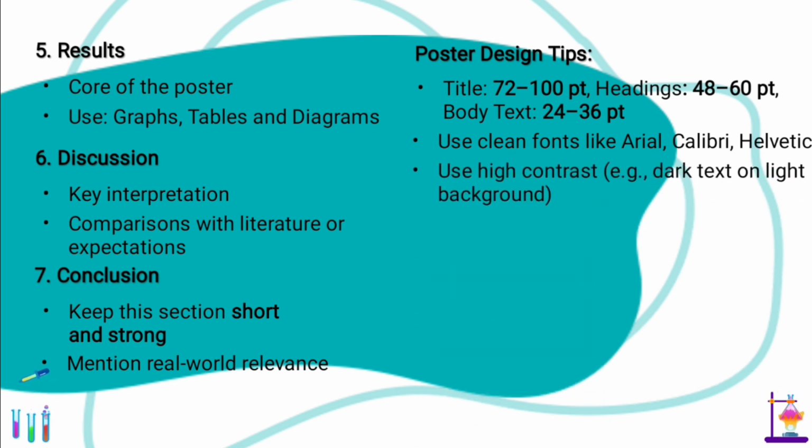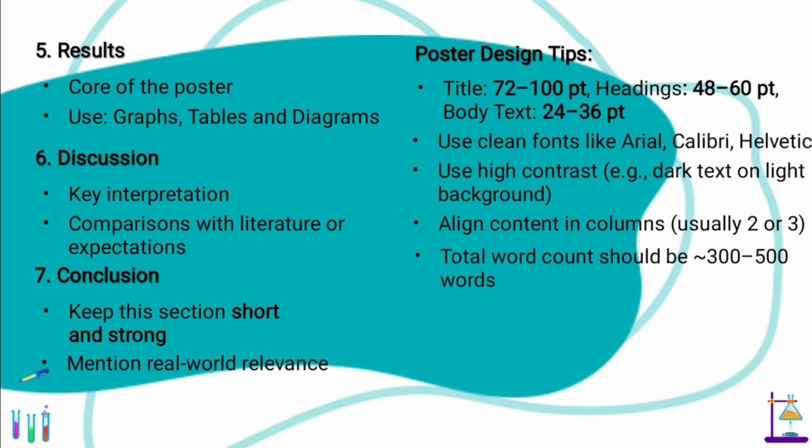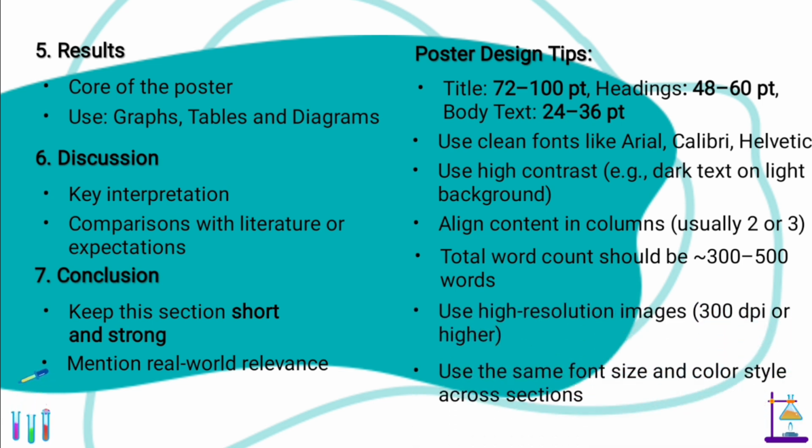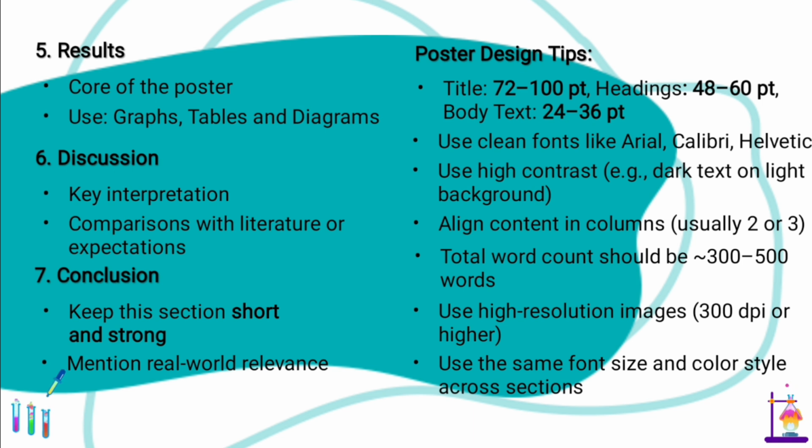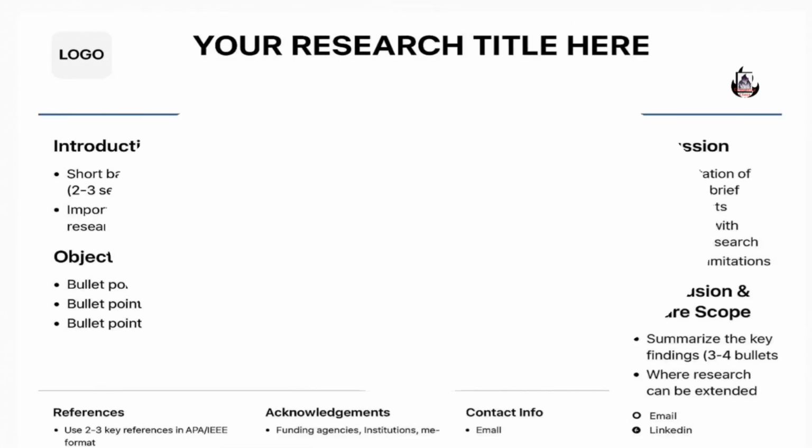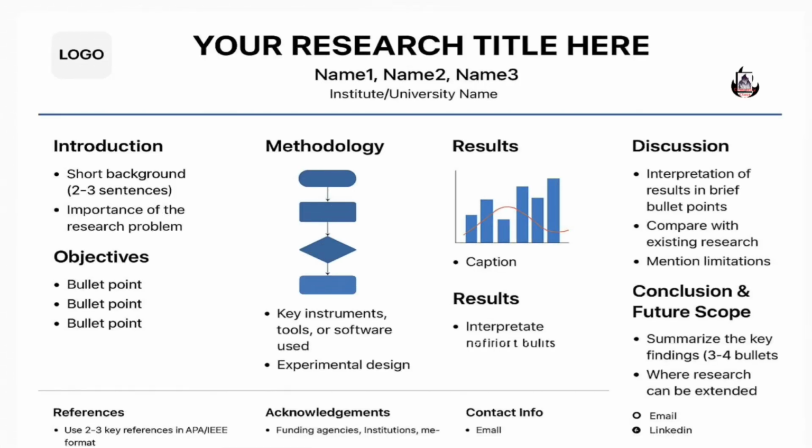Font size for title is 72 to 100. Body text between 26 to 36 point. Use clean fonts like Arial, Calibri, Times New Roman. Align content in columns, usually 2 or 3, and always use high resolution images. For your reference, you can see how things are arranged in a scientific poster.